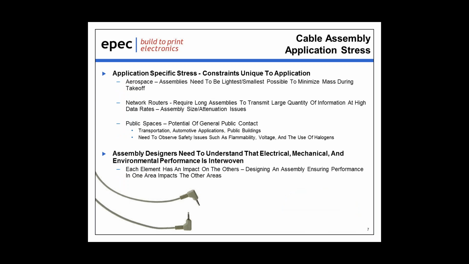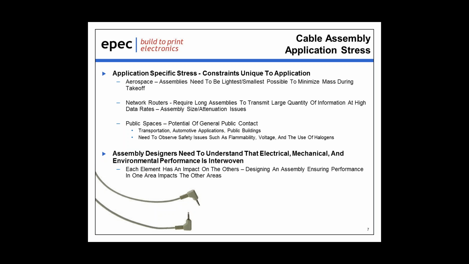Application stresses are those that are unique to an application. For instance, assemblies used in the aerospace field need to be as light and as small as possible to minimize mass during takeoff. If an assembly is installed in any type of server or router in a computer room, the size of the cable becomes a concern due to space constraints, and the jacket should be of a material that protects the inner components from assemblies near it, caused by rubbing or any other area, as well as the track of the raceway that the assemblies are installed in.